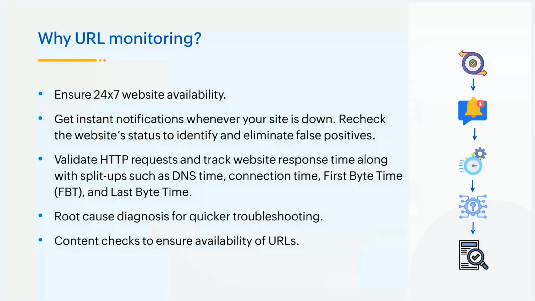Why URL monitoring? It helps you to ensure 24/7 website availability. It acts as a continuous URL monitoring service that keeps a constant watch over a specific URL or a web page. It helps verify the availability of specified addressable standard HTTP and HTTPS URLs. It helps you to get instant notifications whenever your site is down. If there is a performance anomaly that the tool has noticed, you can recheck the website status to identify and eliminate false positives. You'll also be able to validate HTTP requests and track website response time along with split-ups such as DNS time, connection time, first byte, and last byte time. The response time of a website determines the speed of the website.